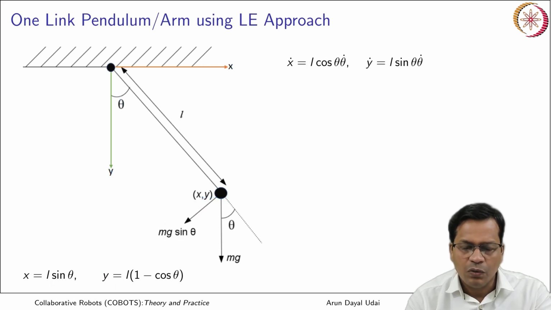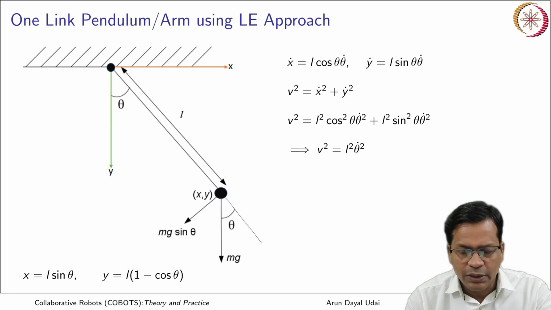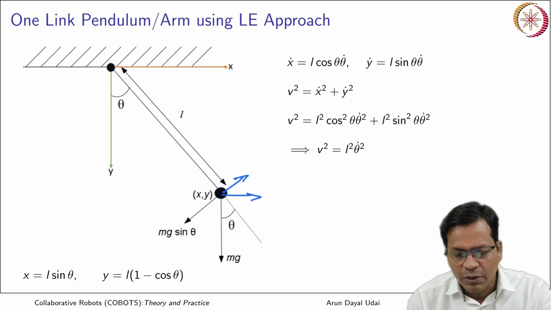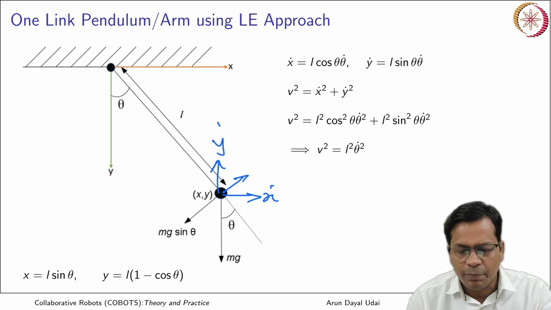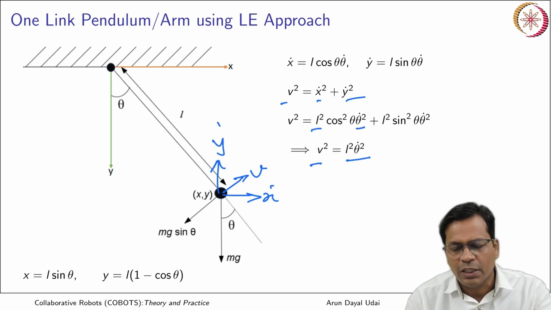So, velocity would be x dot and y dot. I take the derivative of these two, and I obtain this. The resultant velocity due to x dot and y dot, x dot square plus y dot square, should give me v square. So, that gives me v square is equal to L square theta dot square. If you take common L square theta dot square, what you get is cos square theta plus sin square theta, which is equal to 1. So, this is what you can obtain.